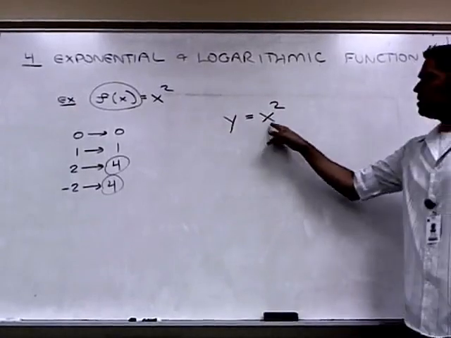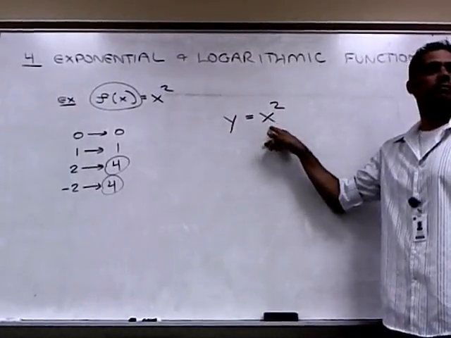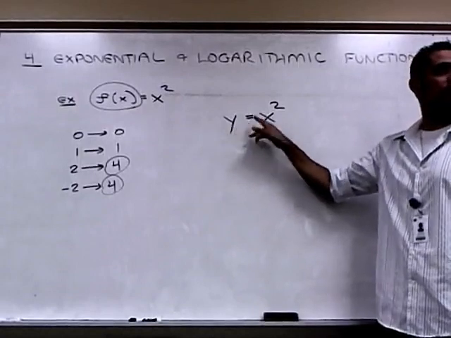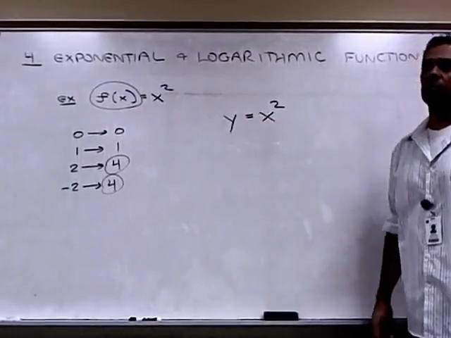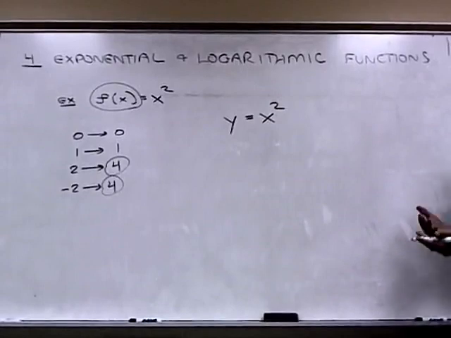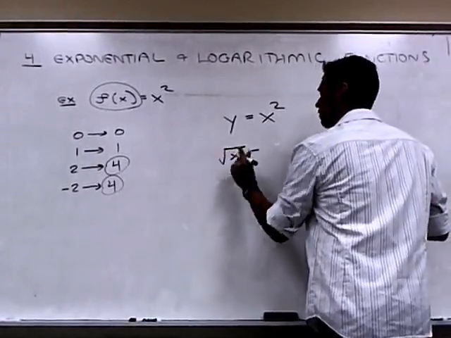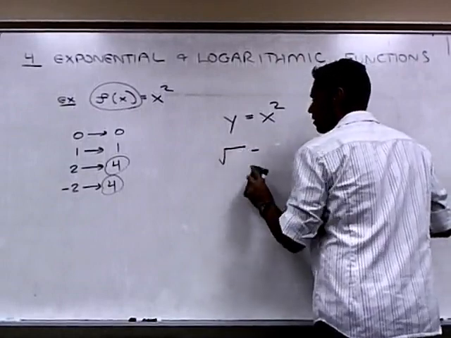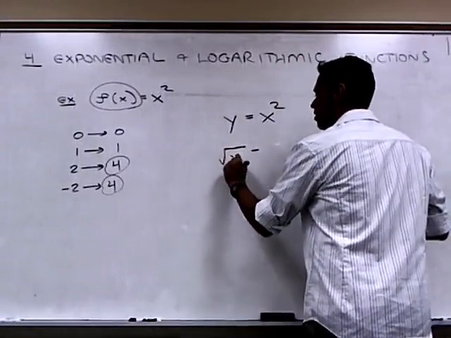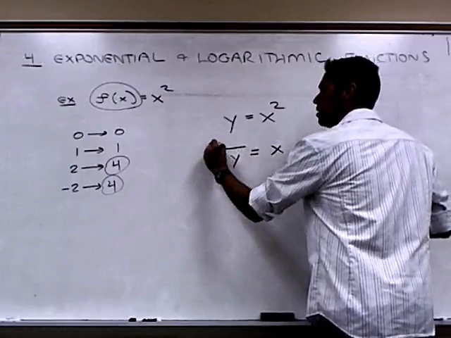Can you solve this equation for x? Right now it's solved for y, isn't it? Y is equal to x squared. Can you solve it for x? What would you do? Take the square root on both sides. But when you take the square root on both sides of an equation, what do you always have to do? You have to do plus or minus, right?